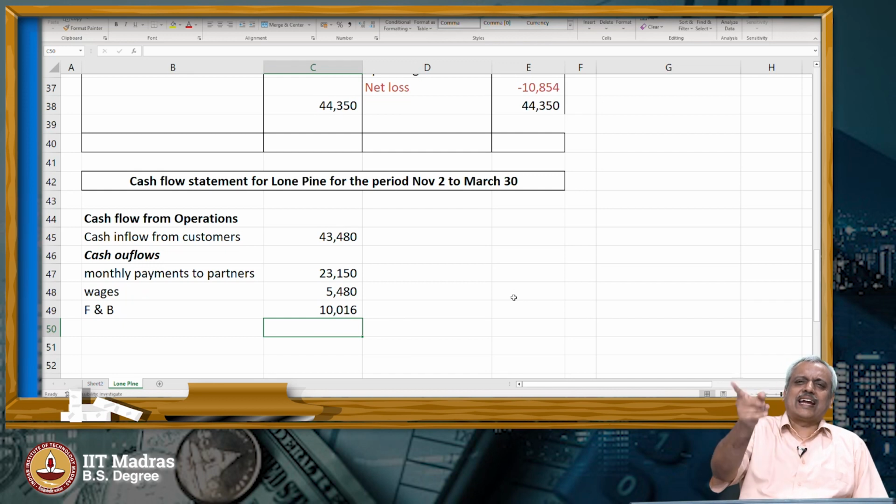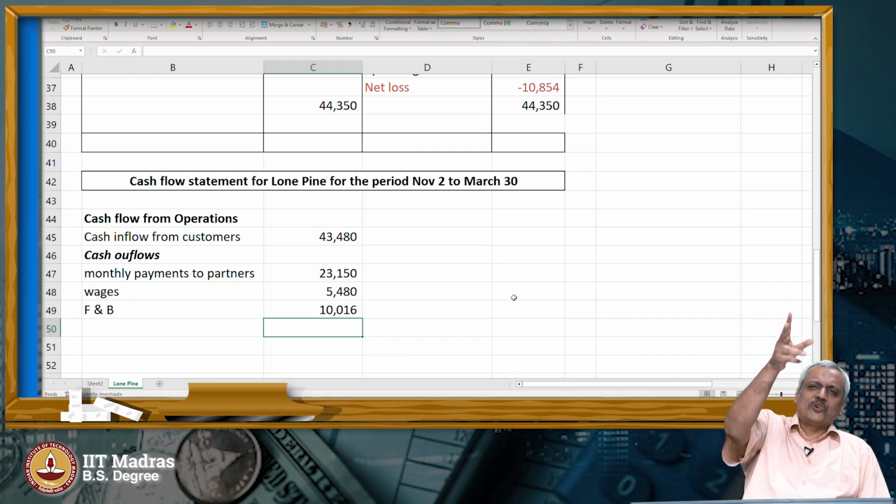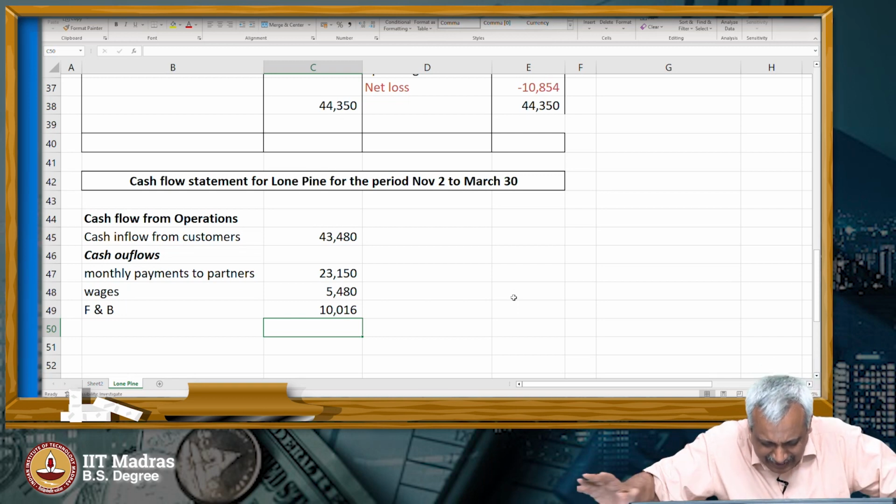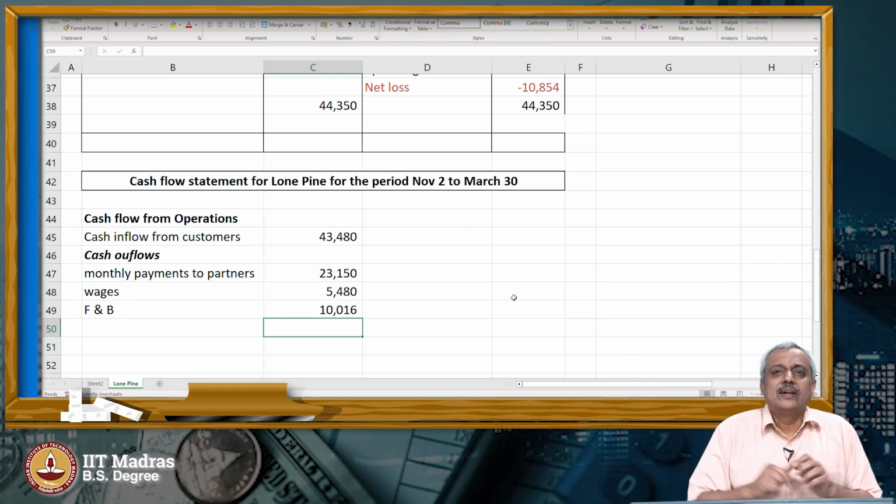Because what are you preparing? Cash flow statement is what you are preparing. So what are you worried about? You are worried about only what is paid. 10,016 is paid, and that's all I am worried about.